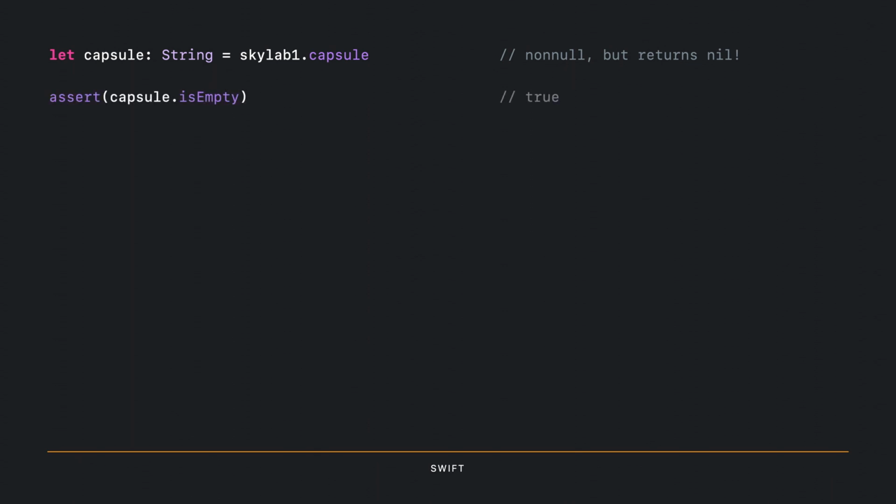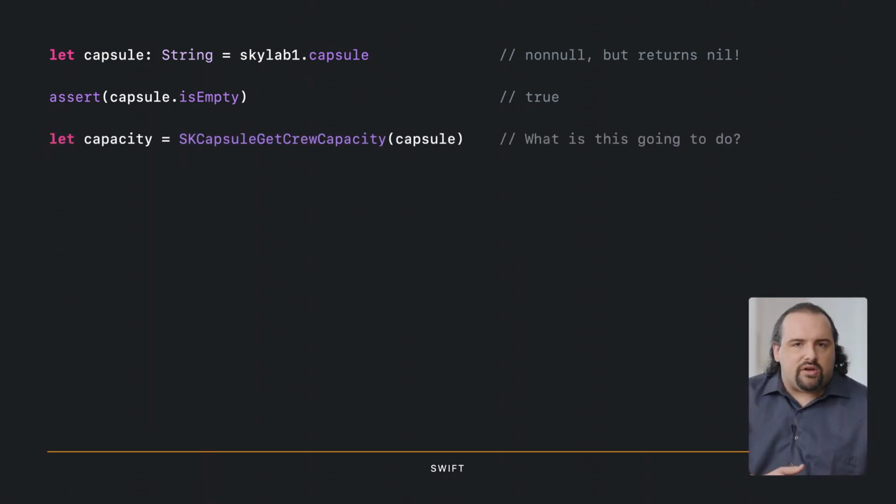Well, if it's an NSString or NSArray on the Objective-C side, there's a special case. You get an empty Swift string or array. That could be a problem here, because SpaceKit expects the string to equal one of its SKCapsule constants, and none of those equal empty string. So you'll end up with a value that you might not handle correctly.